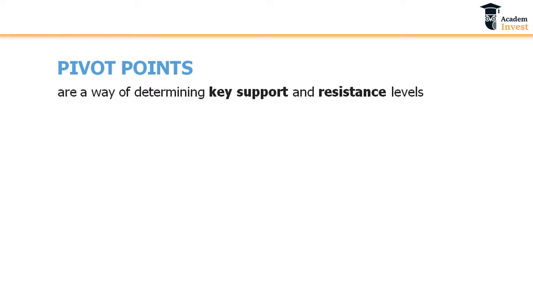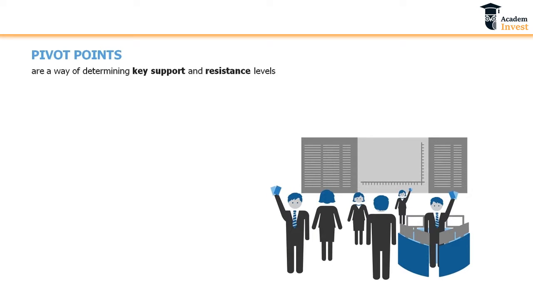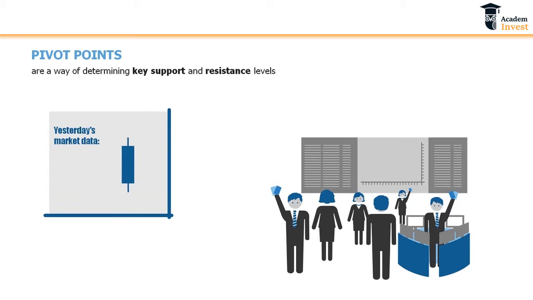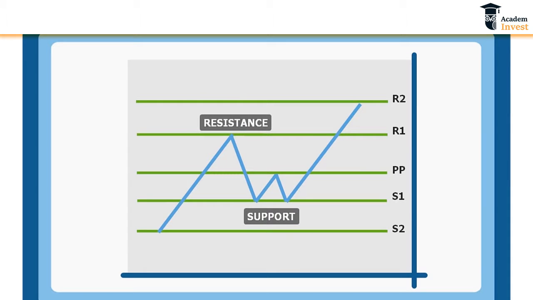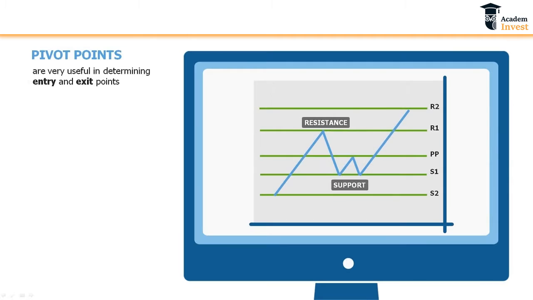Pivot points are a way of determining key support and resistance levels. Before computers and charts became a key tool that traders used so effectively, floor traders used calculations based on the data from the previous trading day to determine key buying and selling levels for the current day. They are still extensively used today, as they can act as support and resistance levels, which are very useful in determining entry and exit points.